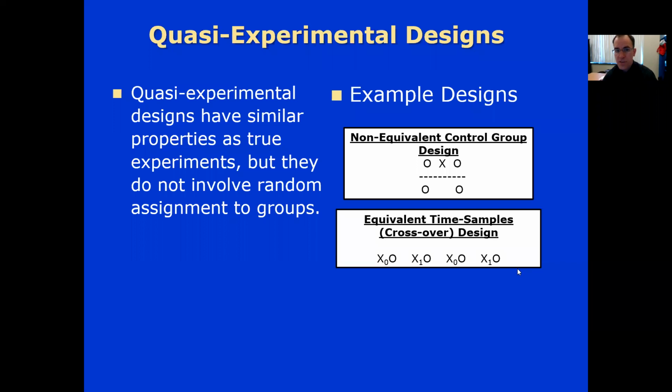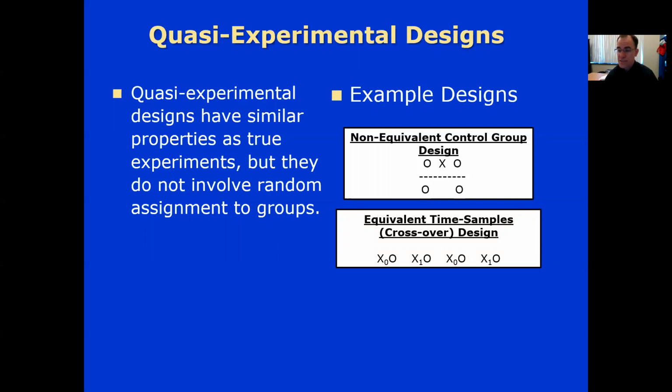Another type of quasi-experimental design is the equivalent time samples design, also known as a crossover design. And the idea behind the crossover design is that individuals serve as their own control. So for example, let's say you had a supplement A and supplement B. You would have individuals take supplement A for a certain amount of time, then you would test them, and then you'd have a washout period. And then you would follow up with supplement B, and determine the effects of that supplement.